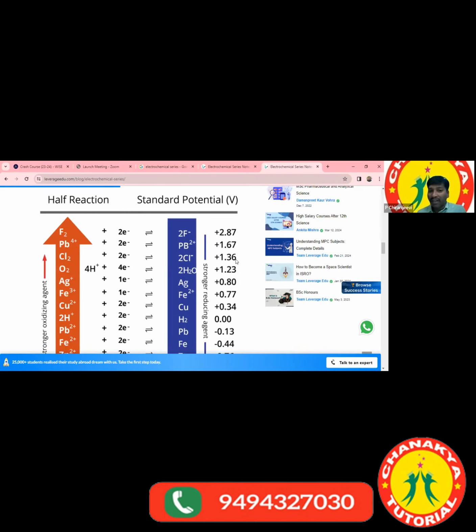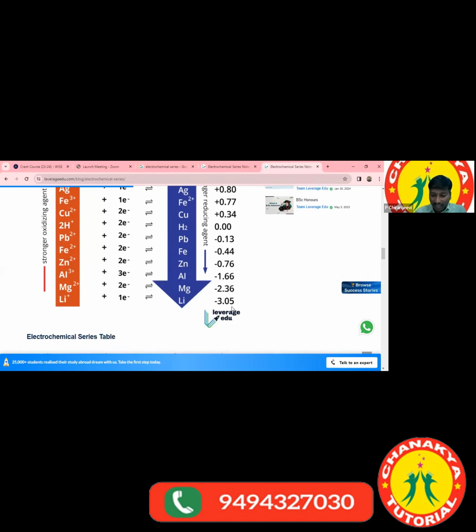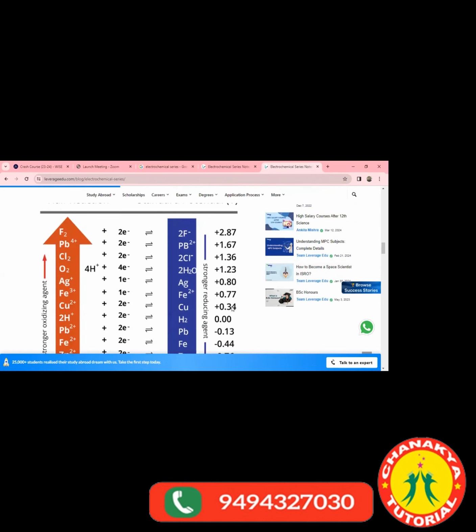After that, iodine is the least one. That value is also there in NCERT. Iodine is a good leaving group, right? Yes, but leaving group is different. Oxidizing agent is different.